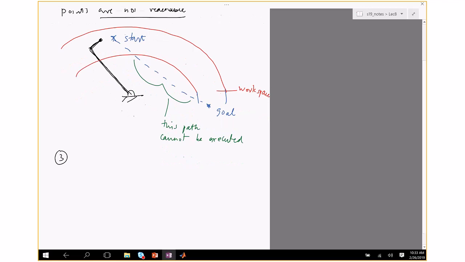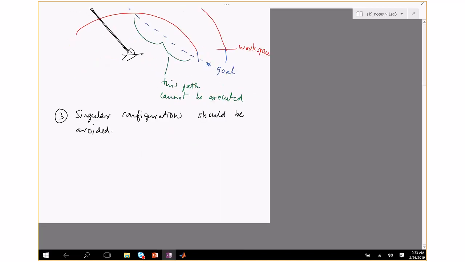The third thing is there's something called singular configurations. Singular configurations should be avoided. This is something which I have not yet discussed, but it will come in later on when I talk about Jacobians. Essentially, the configurations are when, let me just draw this.